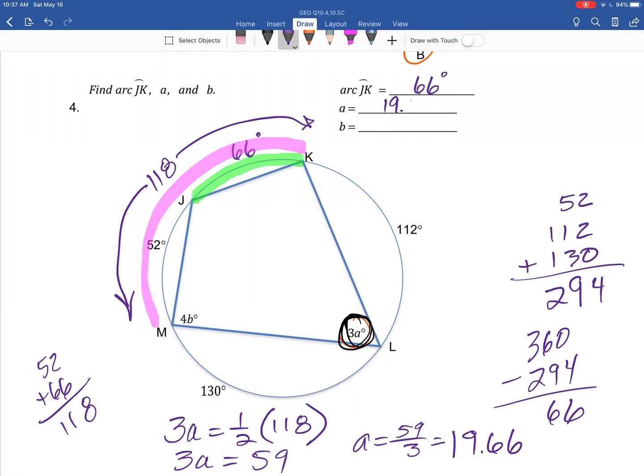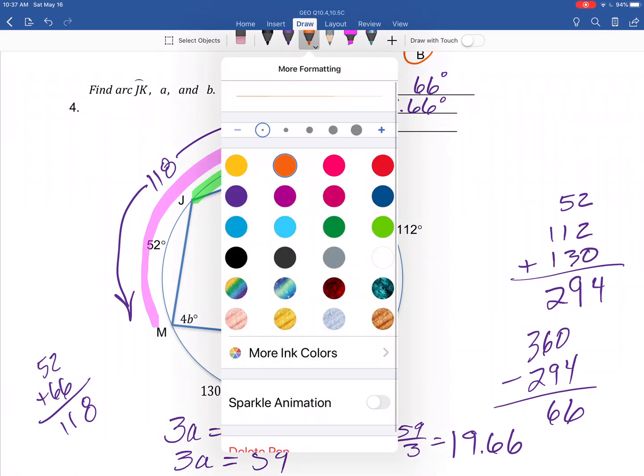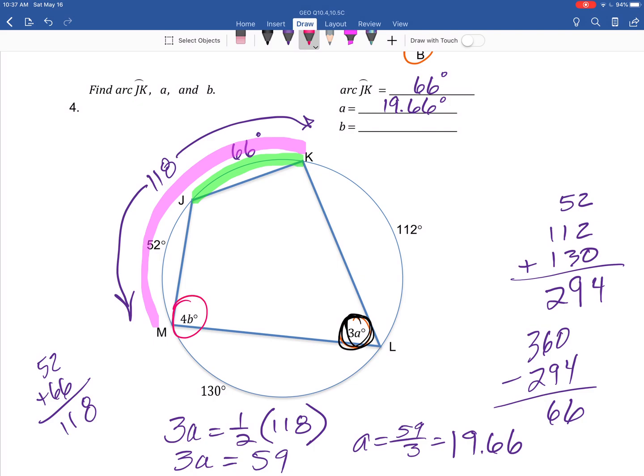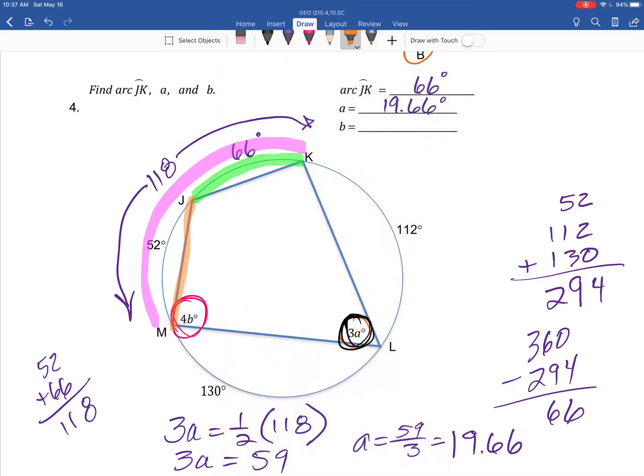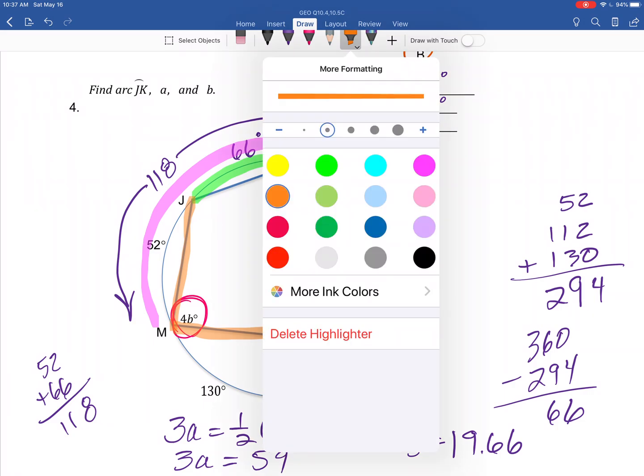Can you have a decimal? As long as it works in the problem. Let's do the B now. Look at the angle B and look at where it opens up to. Here's the 4B. It opens up to here and to here. So here's the arc that it opens up to.